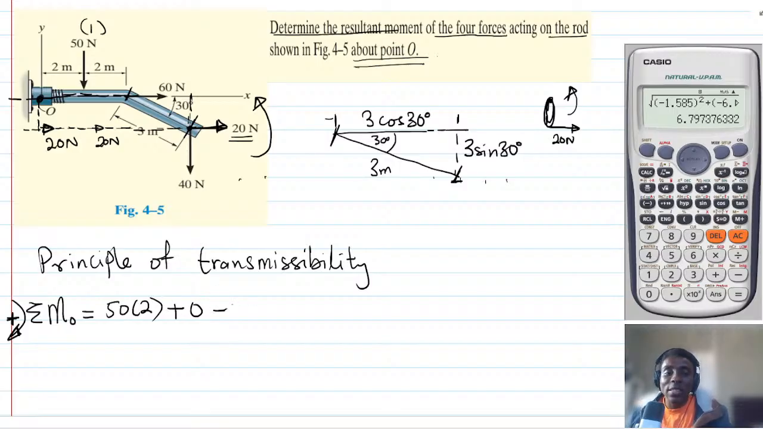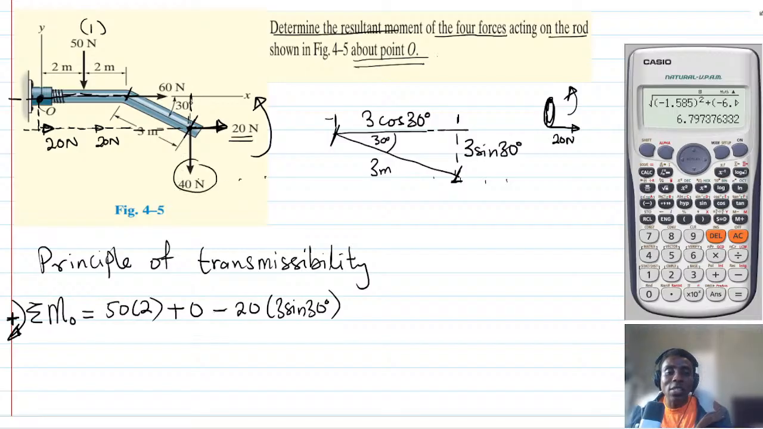So minus 20, and the distance is what? 3 sine 30. I hope it's clear. And then, how about the 40 Newton force?